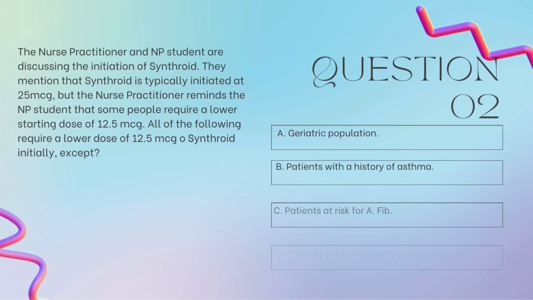All right, you guys, question number two for today. The nurse practitioner and NP student are discussing the initiation of Synthroid. They mention that Synthroid is typically initiated at 25 micrograms, but the nurse practitioner reminds the NP student that some people require a lower starting dose of 12.5 micrograms. All of the following require a lower dose of 12.5 micrograms of Synthroid initially, except the A, geriatric population, B, patients with a history of asthma, C, patients at risk for AFib, or D, patients with underlying cardiac disease. Take a moment and tell me what you got, you guys.